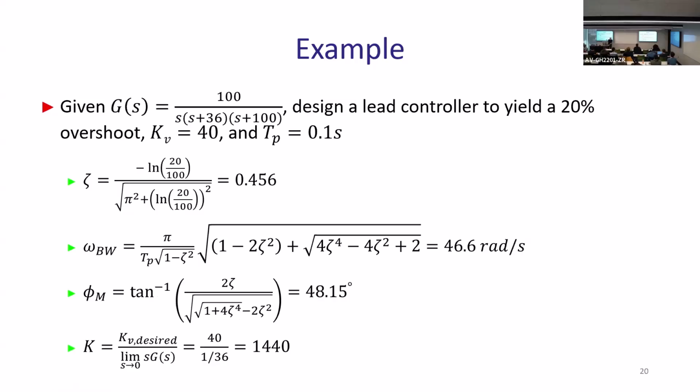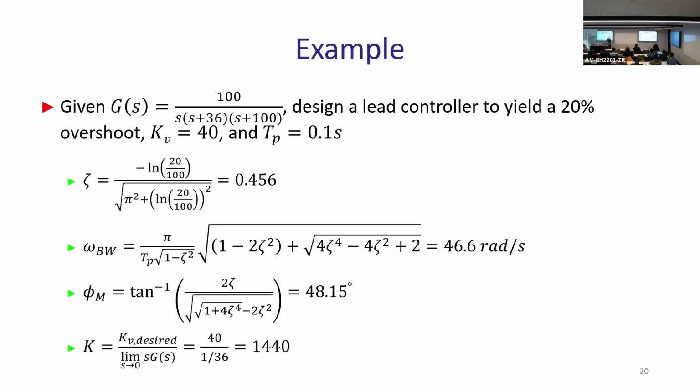K will be Kv desired divided by Kv, which is in existence right now. So what is the Kv of that G? How do you compute that? It's the limit of s times that thing, so s will cancel here, right? And then you need to put s equals 0 here. So it will be 100 divided by 36 and divided by 100. So 100 and 100 will cancel. You'll have 1 divided by 36. Clear where 1 divided by 36 comes from? All right. So your Kv right now is 1 divided by 36, and your desired one is 40, so you need a gain of 1440 overall.